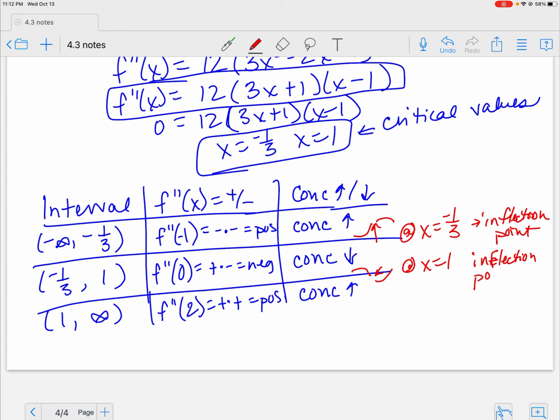Inflection point. Man, my handwriting's super bad. Inflection point is what I have. That's an NT.